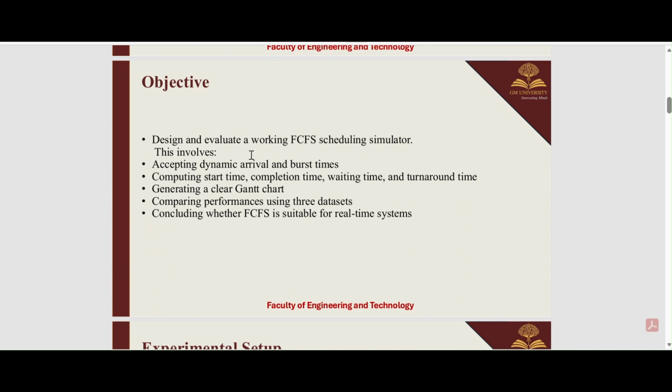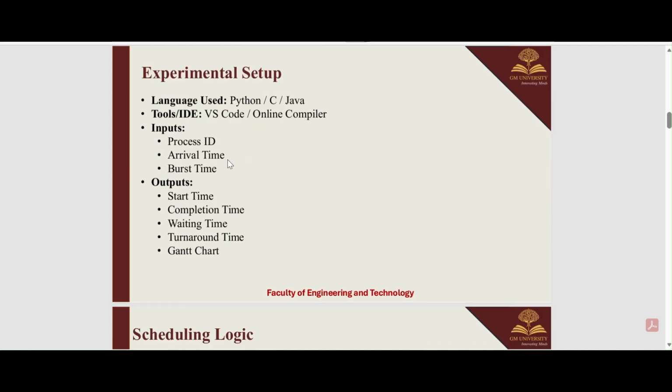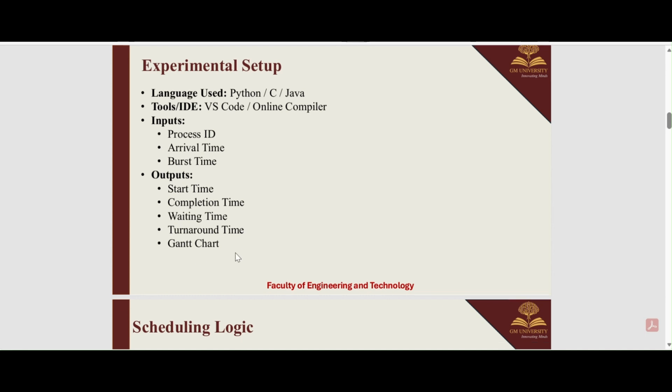Objectives: it designs and evaluates a working FCFS scheduling simulator, and this involves accepting dynamic arrival and burst times, computing start time, completion time, waiting time and turnaround time, generating a clear Gantt chart, comparing performance using 3 datasets, and concluding whether FCFS is suitable for real-time systems or not. Experiment setup: here I used Python, with tools like an online compiler, and inputs are process ID, arrival time and burst time. Outputs are start time, completion time, waiting time, turnaround time and a Gantt chart.